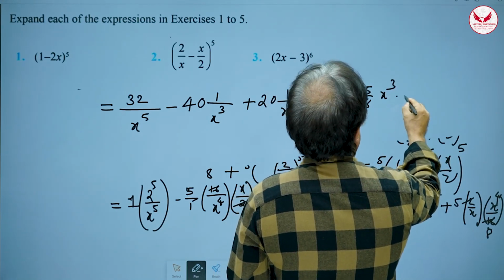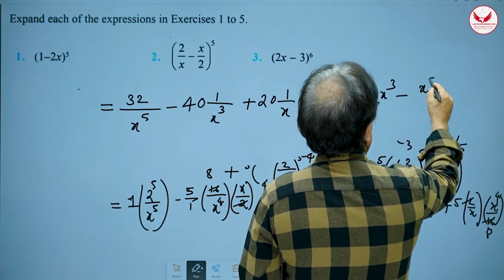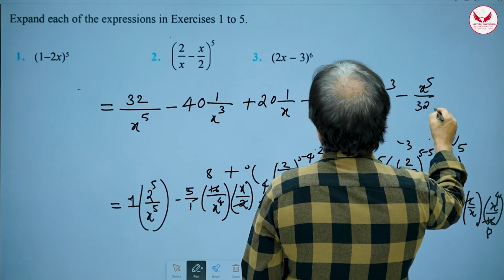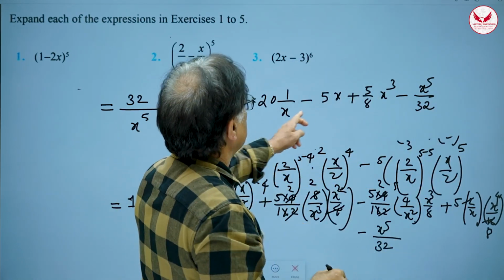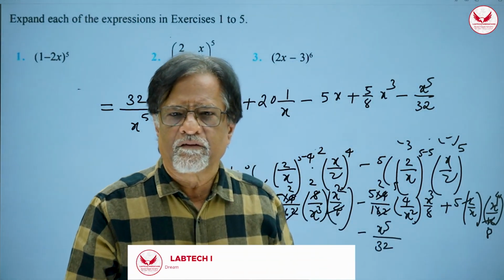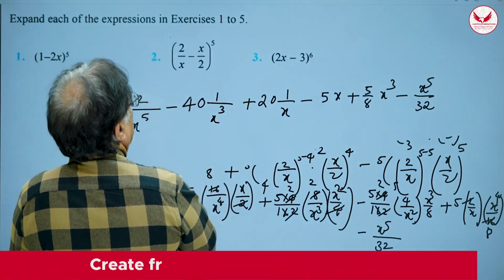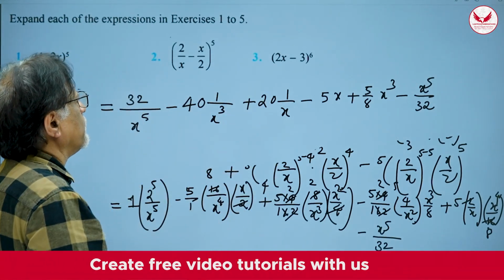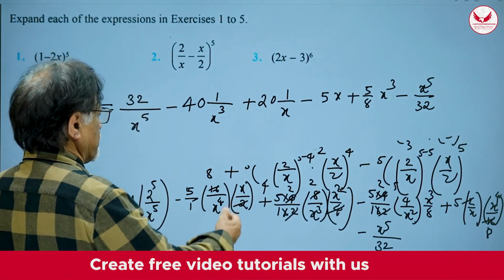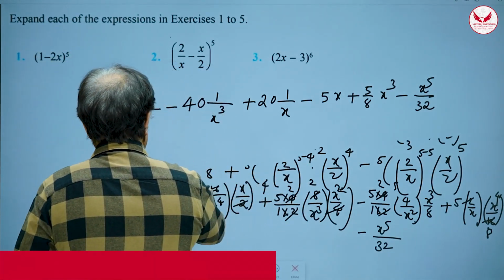And the last is minus x raised to 5 upon 32. So 1, 2, 3, 4, 5 and 6 terms expansion. Correct? So that is the end of this next problem. Okay. And I am leaving the third problem to you because it will be almost a repetition of what we did here. Okay. So forget it.